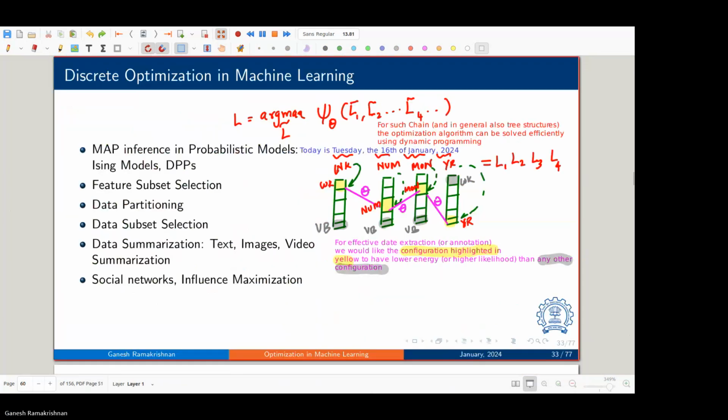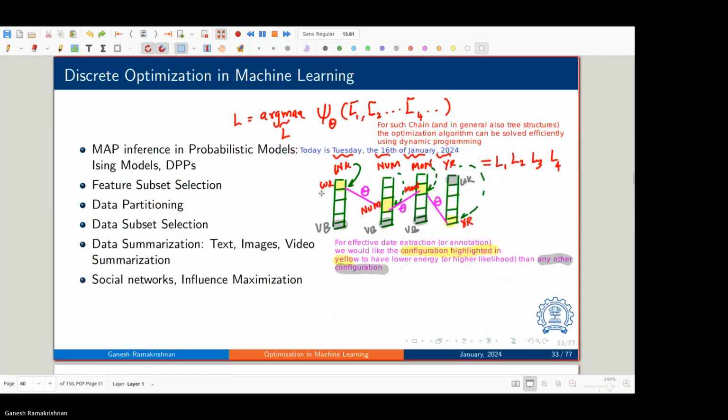Or I take a simpler example, which is part of speech tagging here. So let's say a verb, verb, verb. So you can see there's a stack. What I'm showing is all the possibilities here for this sentence. For any sentence, today's Tuesday, the 16th of January. So Tuesday is a weekday. 16th is a number. January is a month. And 2024 is a year. So I've gone beyond part of speech tagging to something called named entity recognition.